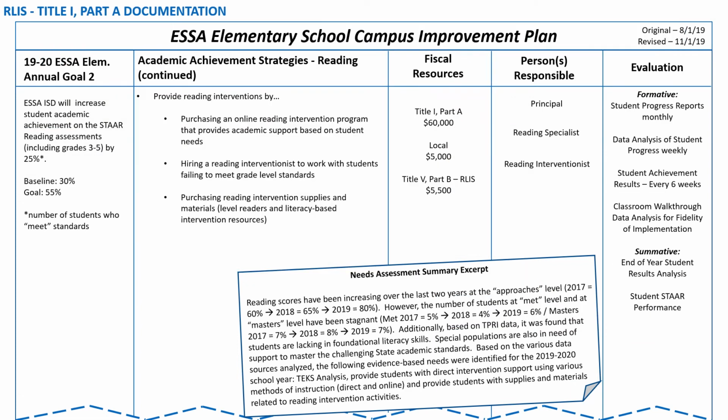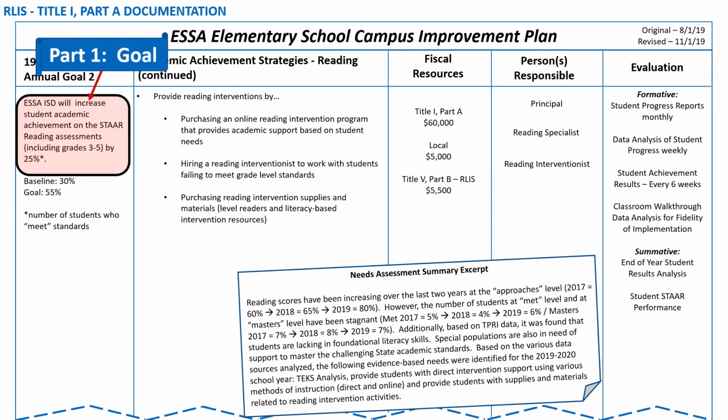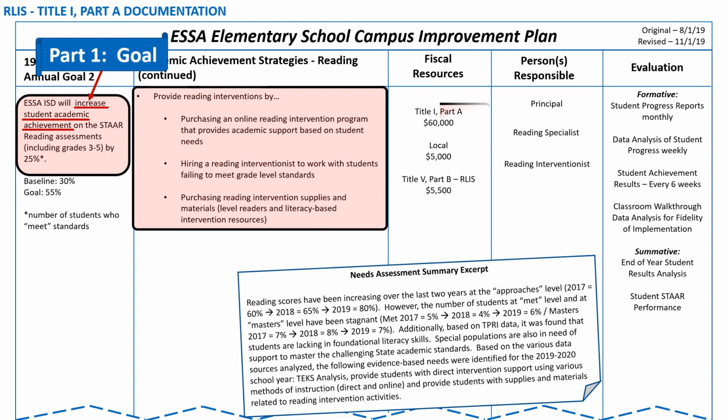Now let's take a look at the campus improvement plan for ESSA Elementary. Again, ESSA Elementary has indicated that they will increase student academic achievement on the STAR reading assessment, including grades 3 to 5, by 25%. This is part of Goal 1. Now let's take a look at some of the activities that the campus has completed.